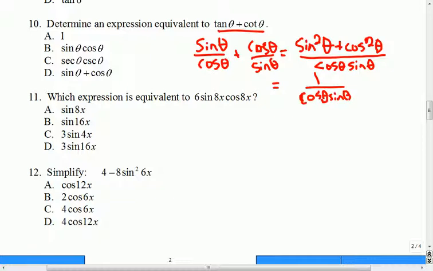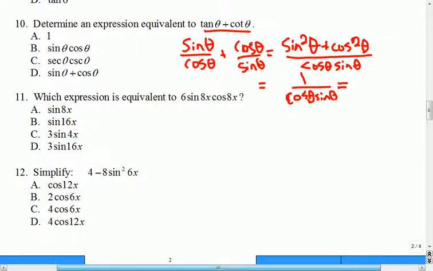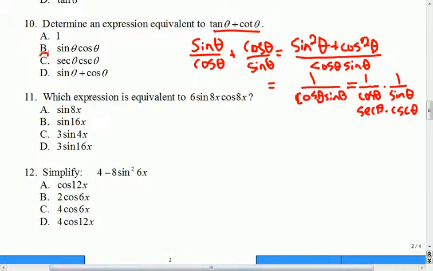And that's unfortunately not one of my choices. So what I could do though is split these up into 1 over the cosine of theta times 1 over the sine of theta, and that is the secant times the cosecant, which is one of my choices, C.